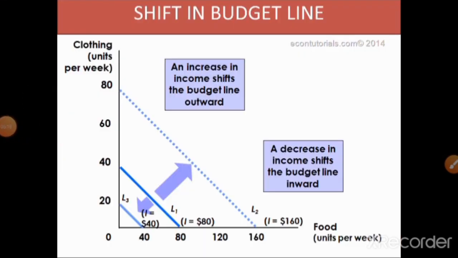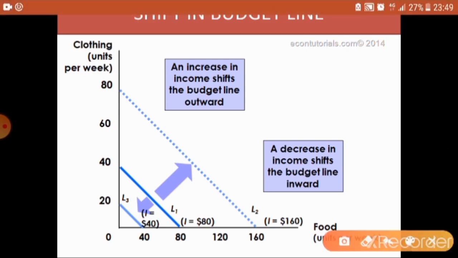Now let's see the shift in the budget line. How will the budget line shift? It is a simple example. If the consumer's income has increased, definitely there will be an increase in consumption. In the same way, when the income is less, the consumption will be less. So when there is an increase in income, it automatically leads the budget line to shift towards the right side. Clear? That is, outside the budget line.